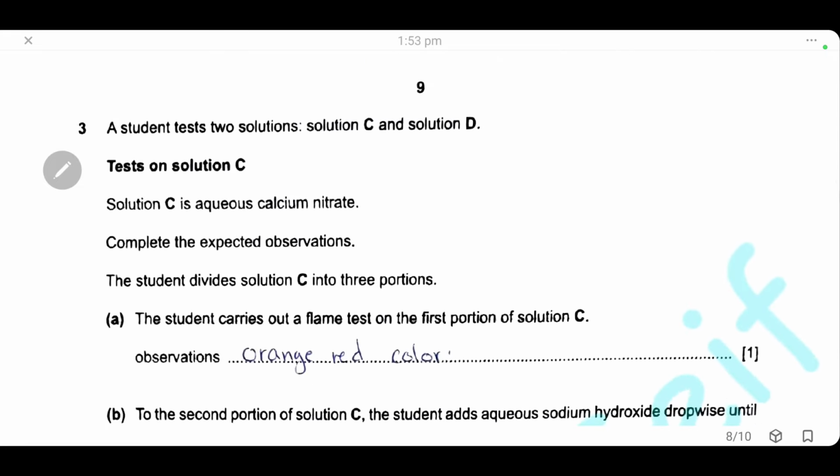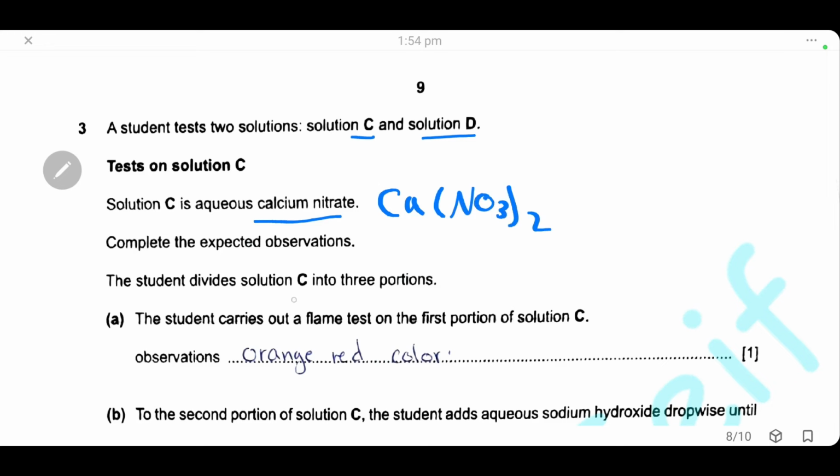Question 3. A student tests two solutions, solution C and solution D. Test first on solution C. Solution C is aqueous calcium nitrate, so it is calcium nitrate. Complete the experiment to write the expected observations.